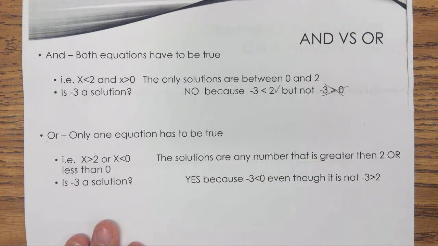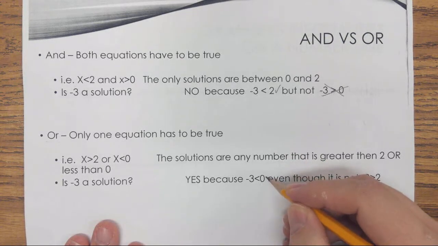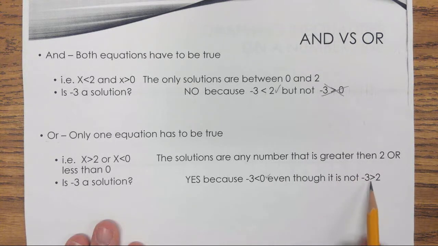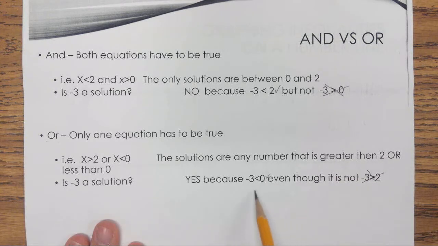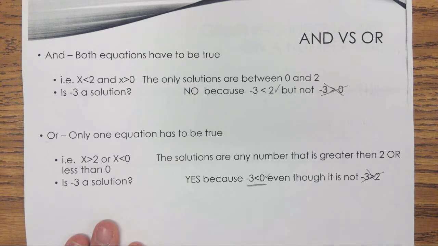So is -3 a solution? Well, yes, it is. -3 we know is less than 0. So that checks out. -3 is greater than 2, but that doesn't check out, but we don't care because this part of it was true. So yes, this is a solution to the inequality.